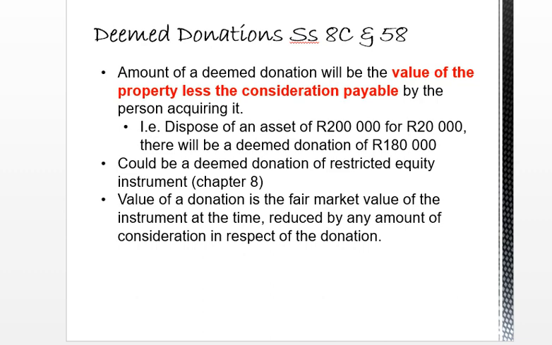Now, just take note that a deemed donation could also relate to restricted equity instruments, so that will be dealt with at a later stage. And then the value of a donation is the fair market value of the instrument at the time. So in anything that you've done in your tax law, in accounting, you always want to determine the fair market value. So the donation would be on the fair market value, and then reduced by any amount of consideration in respect of the donation.